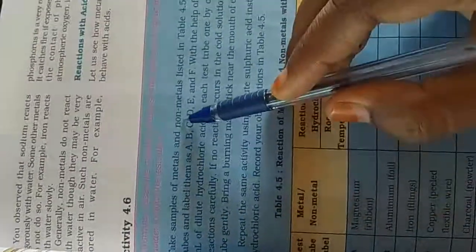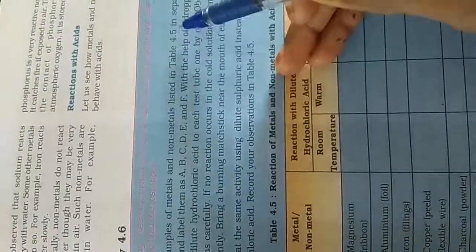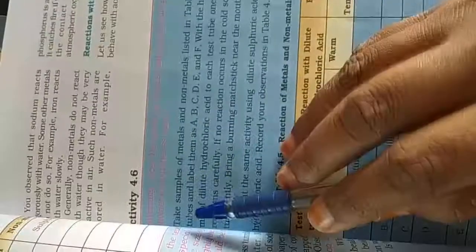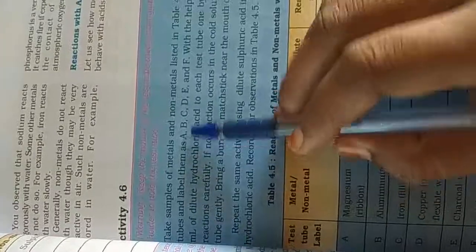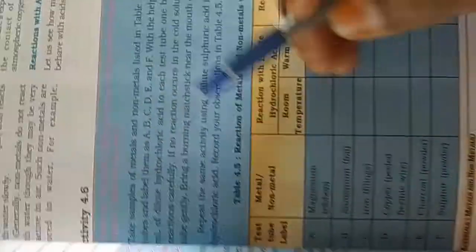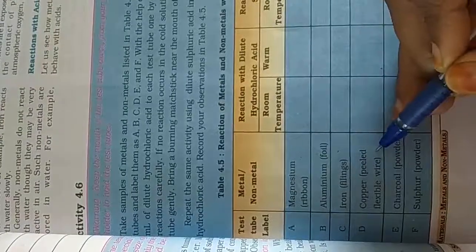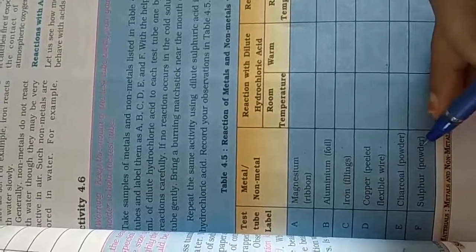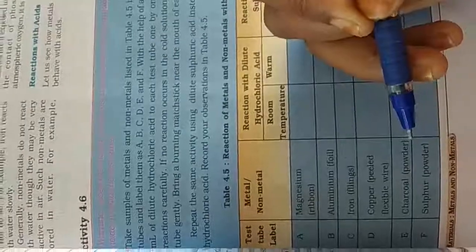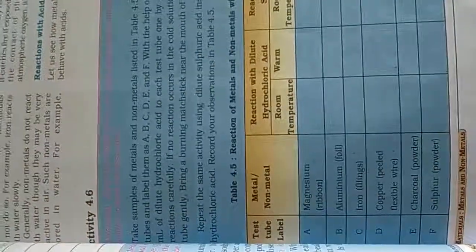Take samples of metal and non-metal listed in table 4.5 in separate test tubes and label them A, B, C, D, E and F. See, magnesium ribbon, aluminum, iron, copper, flexible wire, charcoal, sulfur. Actually this is not available, so I am explaining theoretically.